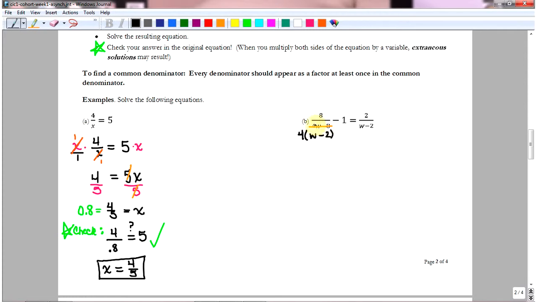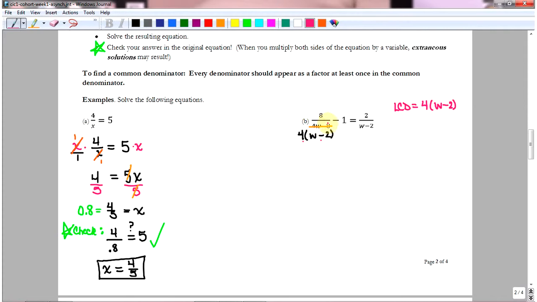So now when I look at the denominators I have, 4 times w minus 2 and w minus 2, it's easier for me to see that, in fact, my least common denominator is going to be 4 times w minus 2. Because notice we have every factor appearing at least once. Okay? So now that's what I need to multiply both sides of my equation by.